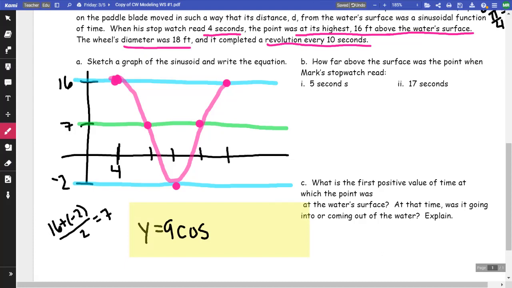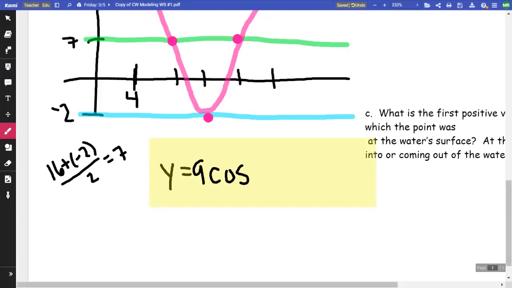I need to figure out where this graph ends so I can figure out my period. Well, I know that this graph takes 10 seconds to do a revolution. That means my period is 10. So I'm going to do a little more math over here. Okay. So if my period equals 10 seconds and period is 2 pi over b, so that basically equals 10.